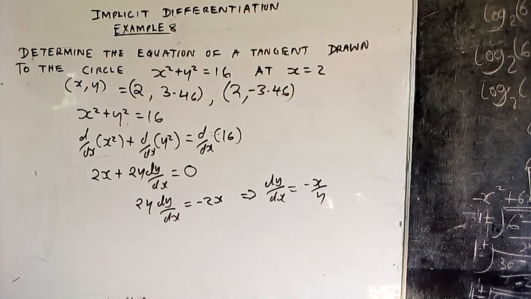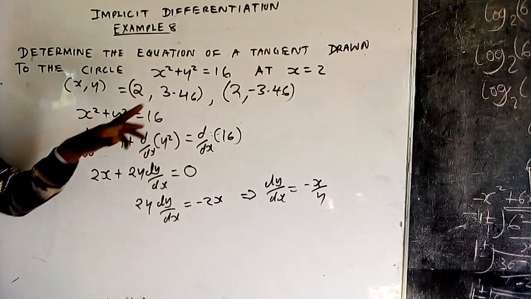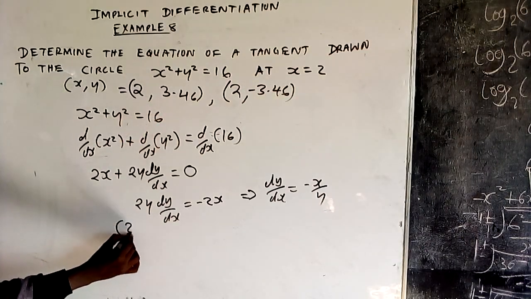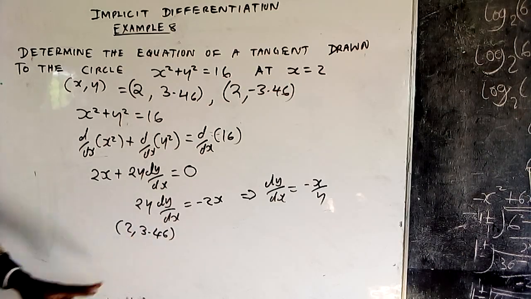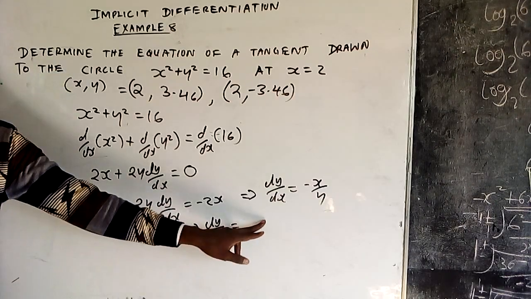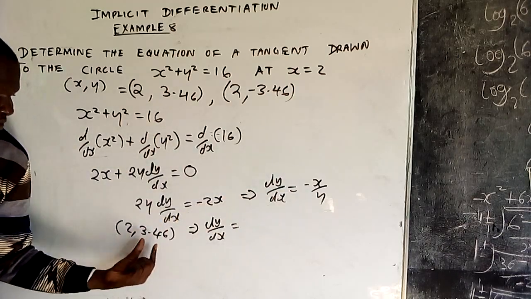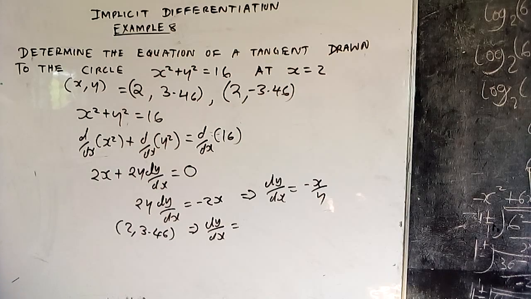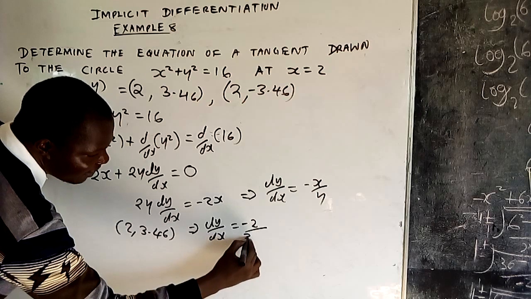Now, you want the equation of a tangent at this point and at this point. Those are 2 different tangents, isn't it? So let us start with the first one. At this point, what is the derivative of the curve? The derivative of the curve dy over dx is negative x over y, so you substitute the value of x at this point and the value of y at this point. Are we together? Meaning it is negative 2 over 3.46.